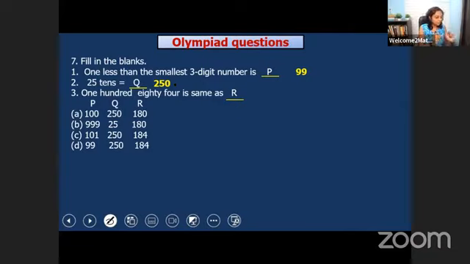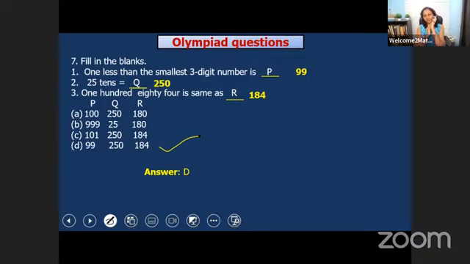Now the third is 184, which is the same as 184. So now we got 99, 250 and 184. So which would be the right one? Option D is the right one. You can see it's 99, 250 and 184. So answer D is the correct one. Very good. It's option D.